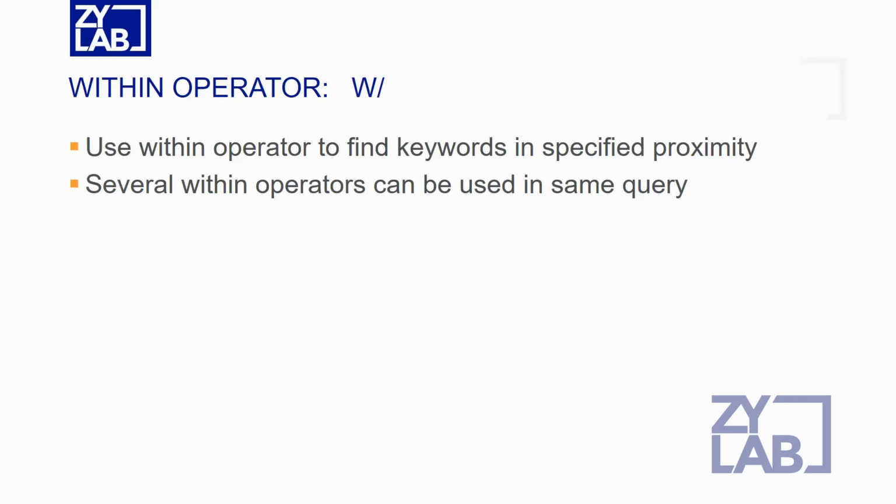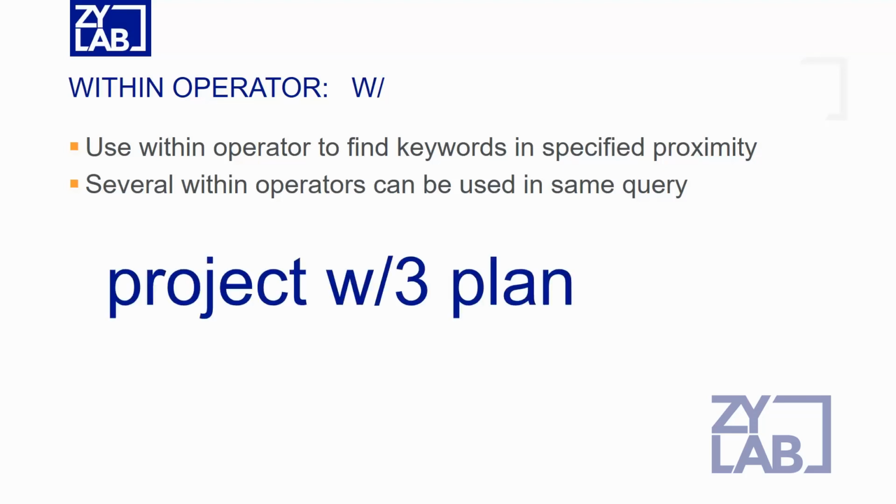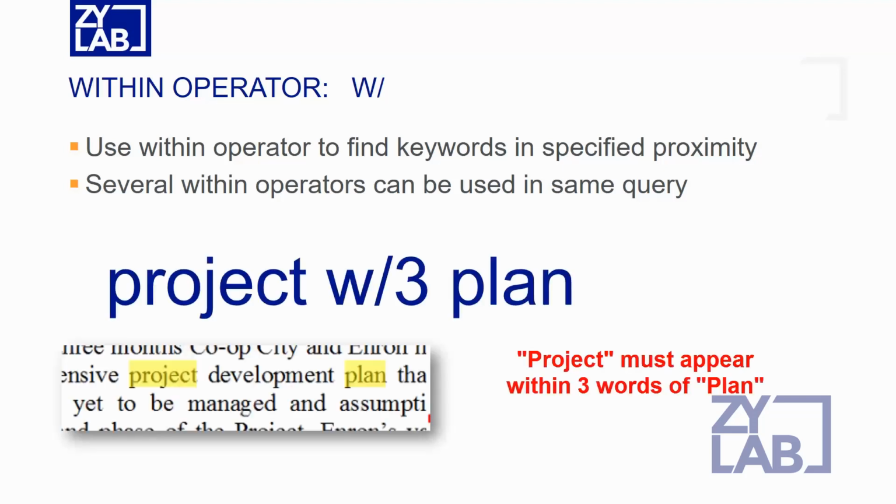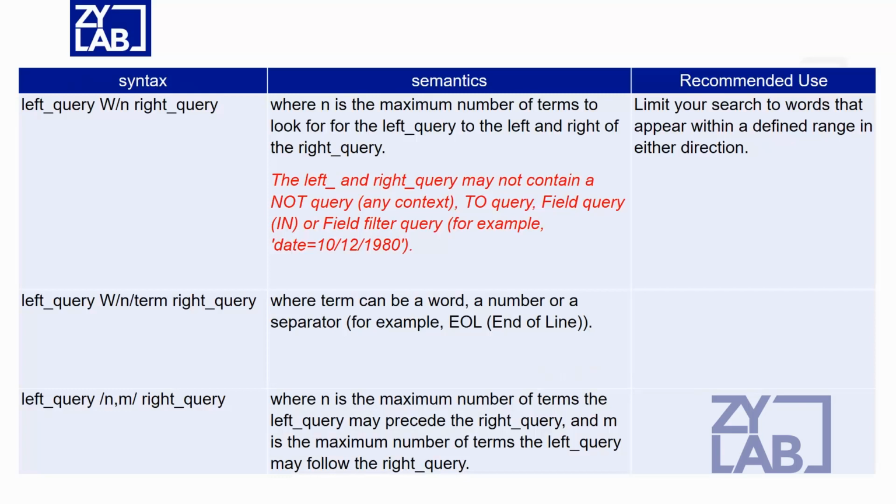You can combine several within operators in the same search query. As an example, to find the words project and plan within 3 words of each other, the following syntax would be used. The syntax involves a left query and a right query connected with the within operator, where the n is the maximum number of terms allowed between the query hits.